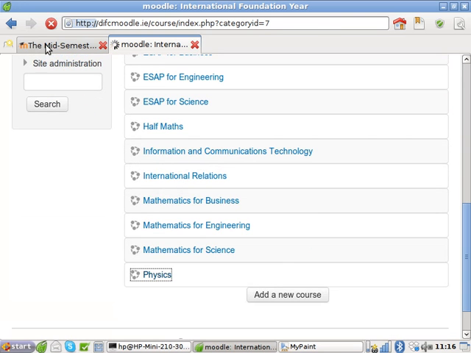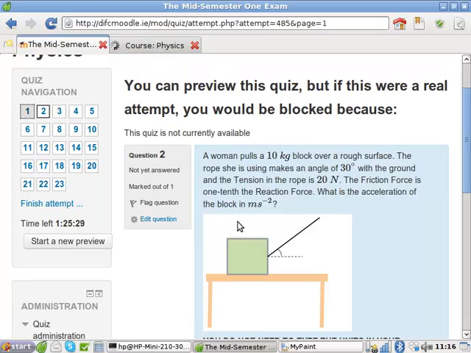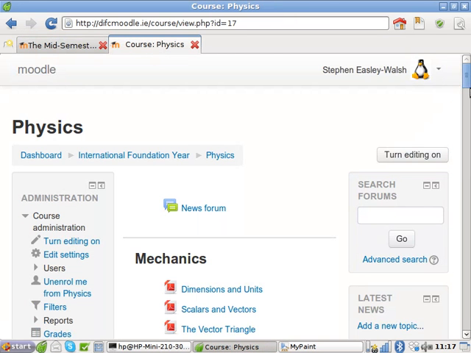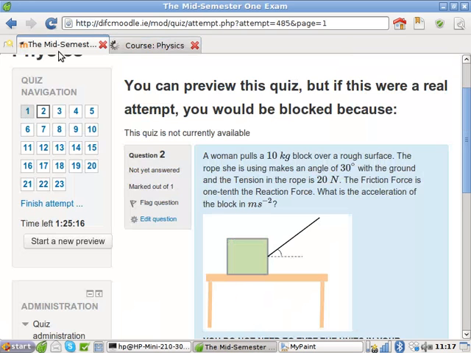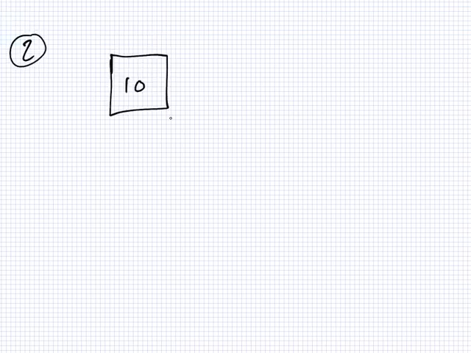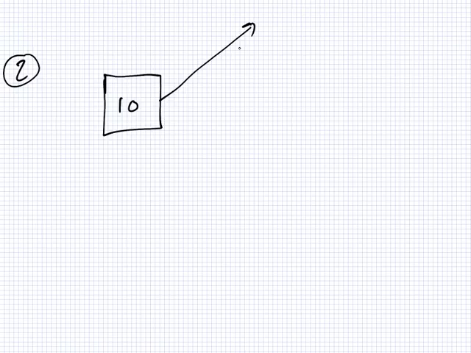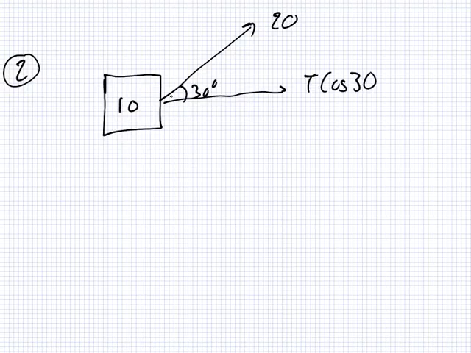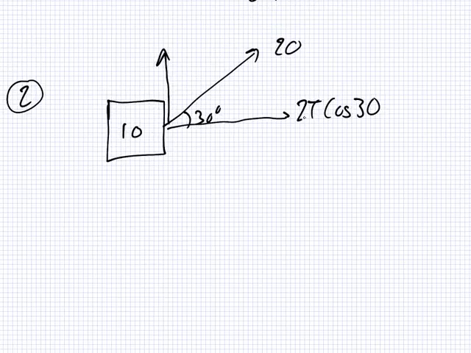Okay, next one. Number 2 is a 10 kilogram block, and the angle is 30, the force is 20, and the friction force is 1/10 the reaction force. Right, let's draw that. So it's a 10 kilogram block. The angle was 30, and the force was 20. So this is 20 cos 30, and this one is 20 sine 30.